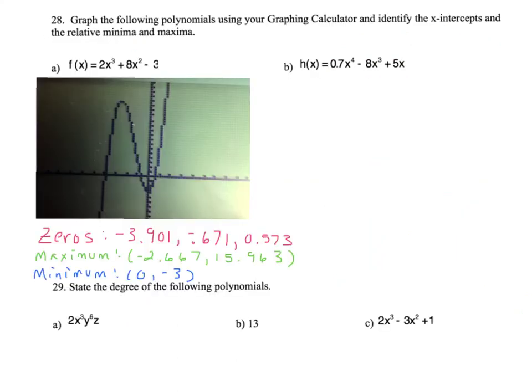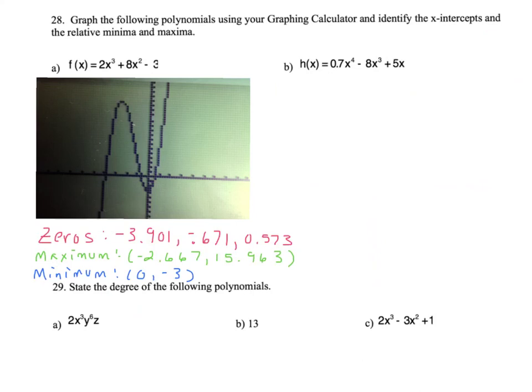For 28, we need to graph the polynomials on our graphing calculator and then find the zeros and the relative maxima and minima. So for our first function, 2x cubed plus 8x squared minus 3, it looks like we have 3 zeros, 1 relative maximum and 1 relative minimum.